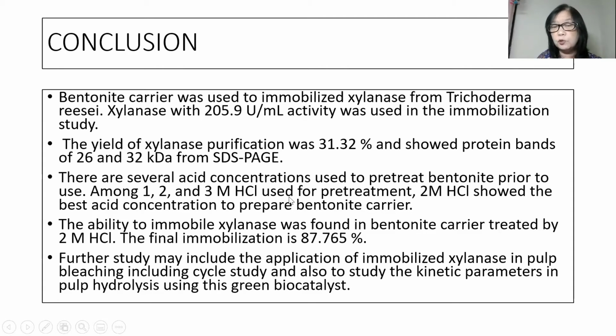The ability to immobilize Xylanase was found in the bentonite, and the percentage of immobilization is about 87.7%, which is quite good compared to the previous study, which was about 52 to 72%. Further study, I think, may include the application of immobilized Xylanase in pulp, including a cycle study, and also studying the kinetic parameters in pulp hydrolysis using this green biocatalyst.